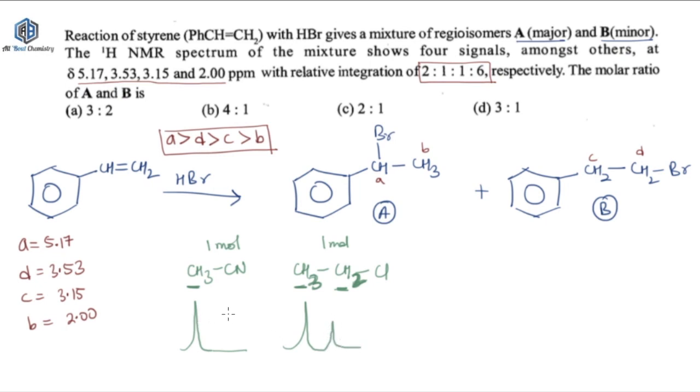If I write the ratio for this mixture, it will be 3 is to 3 is to 2. So 3 corresponds to this, 3 corresponds to this, and 2 corresponds to this. This is when I have taken a 1 mole ratio of both of them.